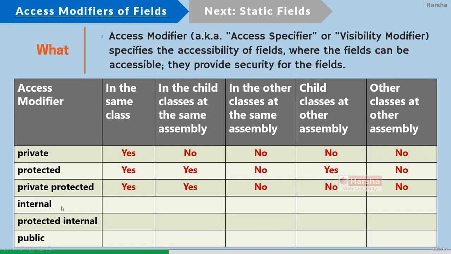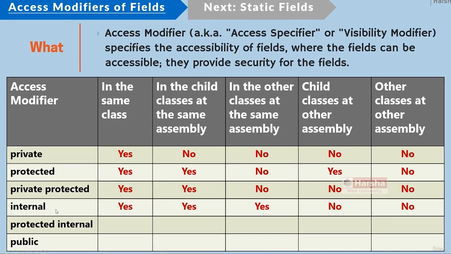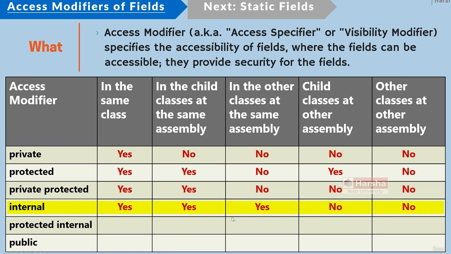Now coming to the internal access modifier. The internal access modifier is accessible in three possible locations, that is, in the same class, in the child class of the same assembly, and in another class of the same assembly. Overall, it is accessible everywhere in the same assembly, but it is not accessible at all in another assembly.